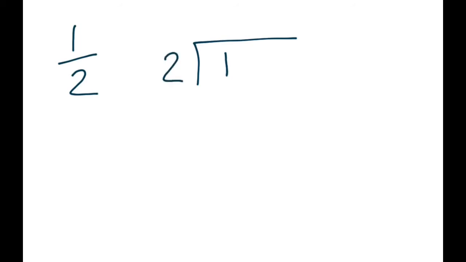The numerator is the top part of a fraction. So in the example of a half, the numerator is a 1. And the denominator is the bottom half of the fraction. So in this example, it's a 2. Now it said we had to divide the numerator by the denominator. So we need to divide the number 1 by the number 2.